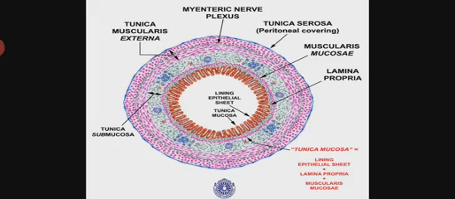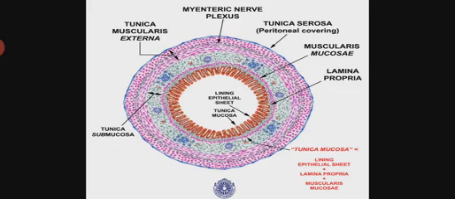So this is the broad or gross view of a section of small intestine, showing a number of layers here. And as you observe here, the outermost layer is called tunica serosa. Tunic refers to a layer. So it is the peritoneal covering of the small intestine. And next to this serosa, there will be a thick layer called muscularis externa.